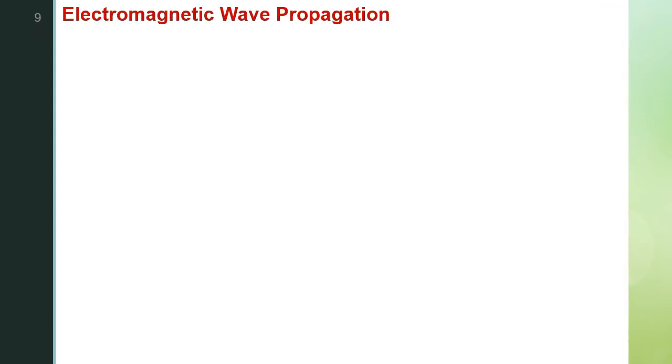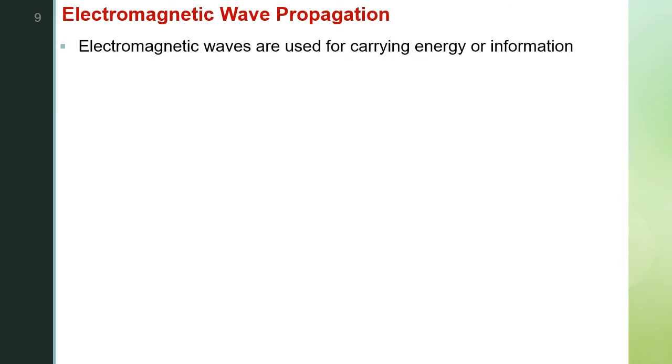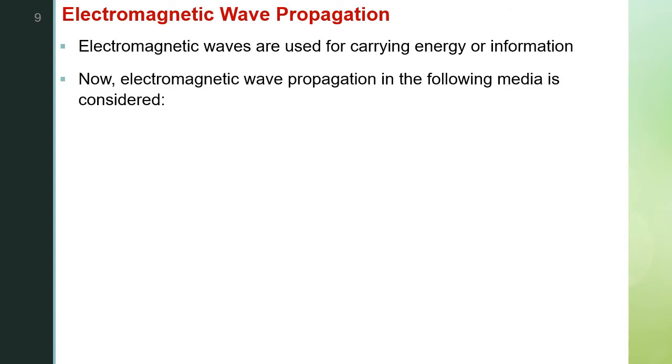Now we'll move on to the concept of electromagnetic wave propagation. What do you mean by propagation? We are carrying some energy from one point to another. So we are using electromagnetic waves for carrying information or energy from one point to another. We have to consider different media through which electromagnetic waves can be propagated, and we need to study the difference between the properties of the waves as they propagate over different media.